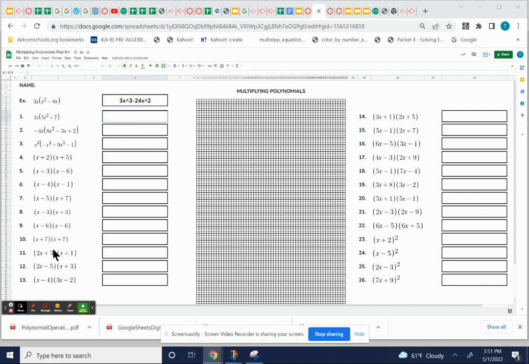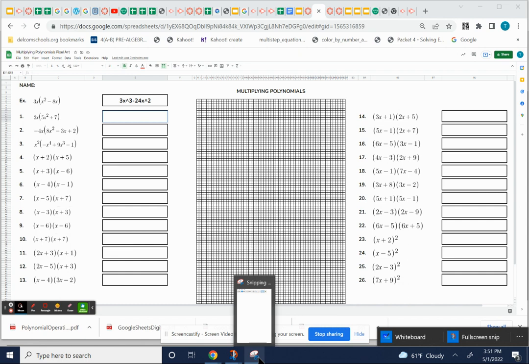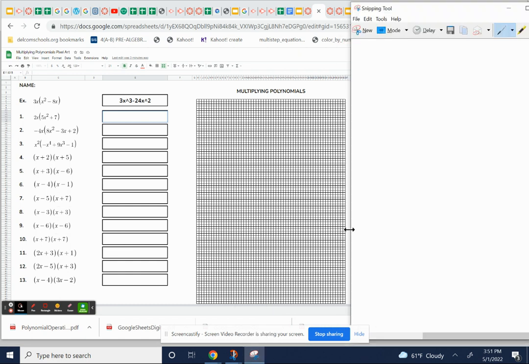Now the rest of the problems are actually taking a binomial times another binomial, a polynomial times a polynomial. When we do that, I'm going to show you something called the FOIL method. Whenever you have a binomial, which is two things added or subtracted, multiplied by another binomial, which is two things added or subtracted, you could use something called the FOIL method. So let me show you, let's do a couple of these.